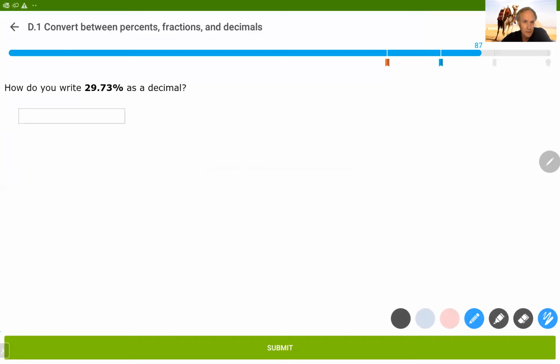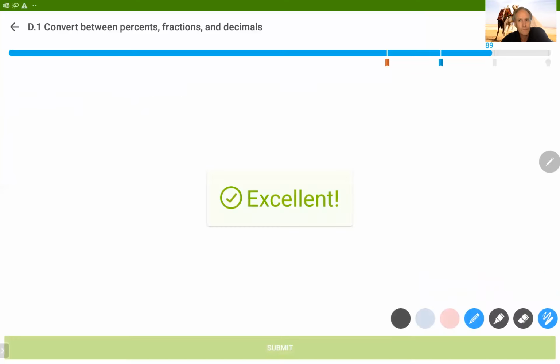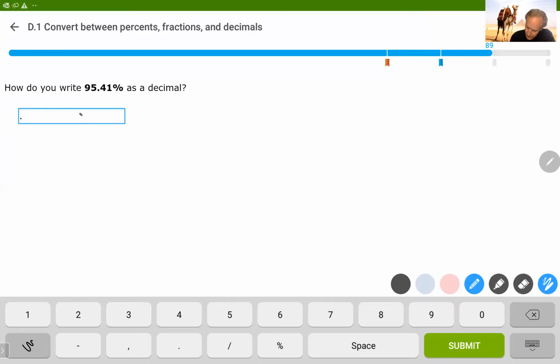29.73% as a decimal. Of course, that percent symbol means divide by 100 or move it 2 decimal places over. That is 0.2973. I don't think I need the leading 0. Again, 0.9541.